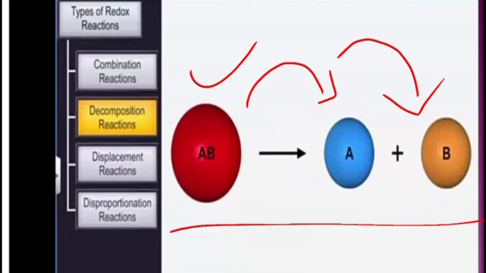So, if it should be a redox decomposition reaction, at least one of the products of decomposition is in the elemental state. That is, either A or B should be in the elemental state, that is, its oxidation number should be 0. So then only we can call it a redox decomposition reaction or redox reaction.